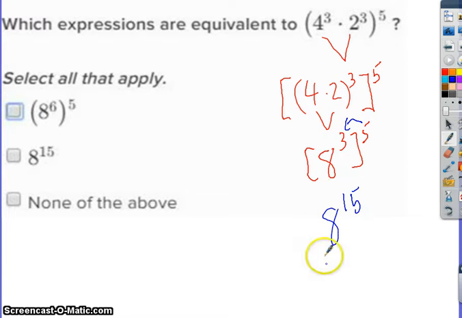So I'm looking for any of these, and let's see what I get. 8 to the 6th to the 5th, no, I wanted 8 to the 3rd to the 5th, so this one is not right.